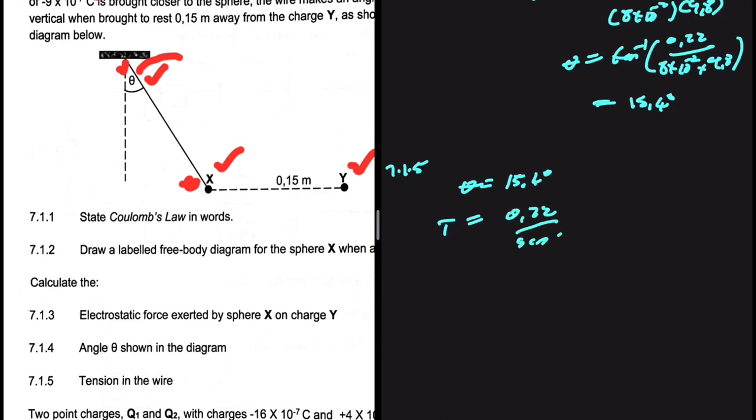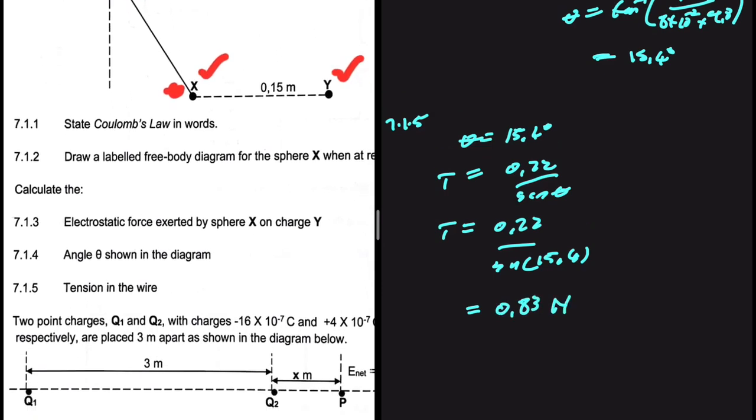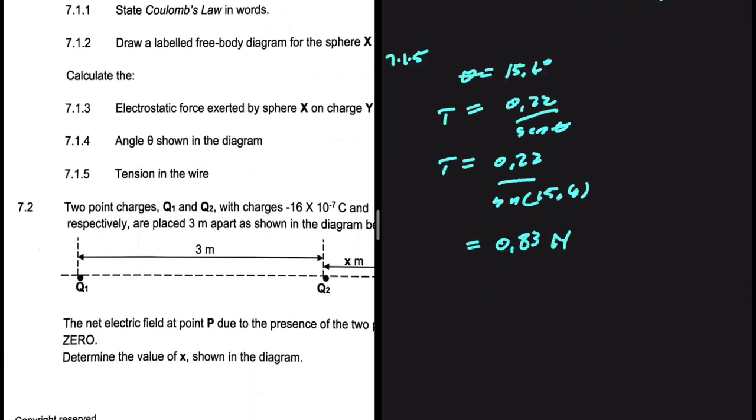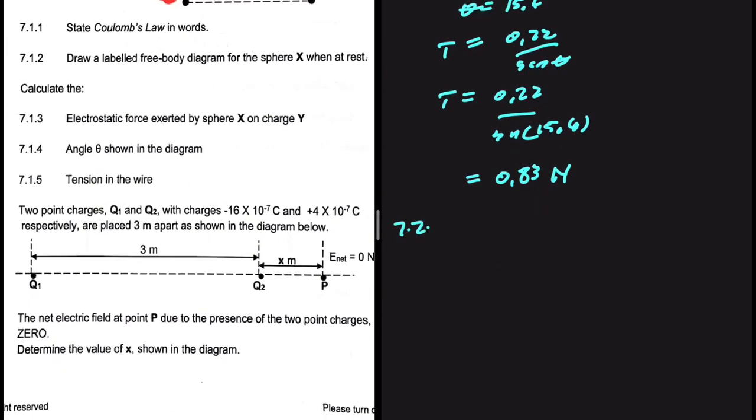0.22 divided by sine of theta. So the tension is equal to 0.22 divided by sine of 15.4, and our tension is equal to 0.83 newtons. Let's go ahead and do 7.2. Looks scary, but it is not.